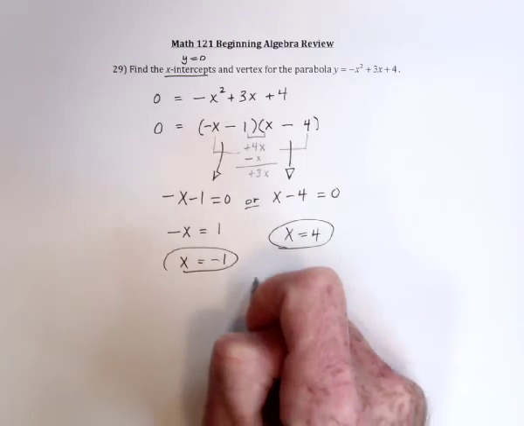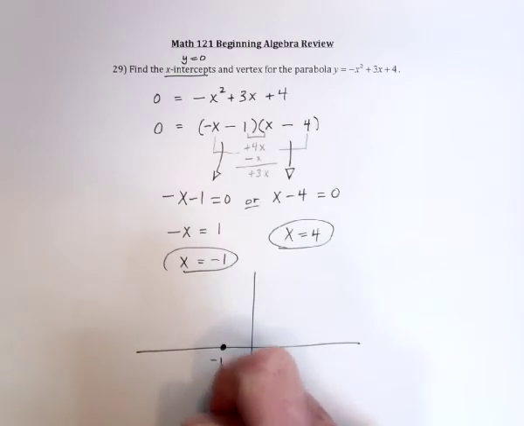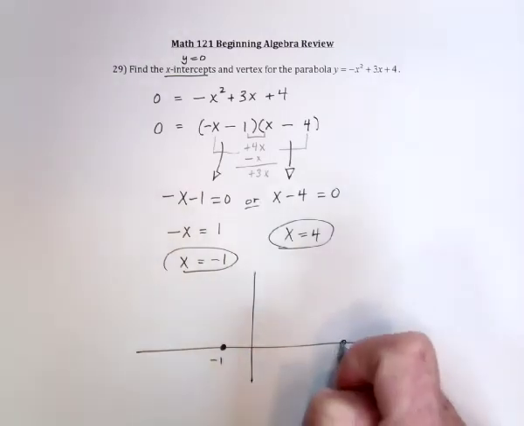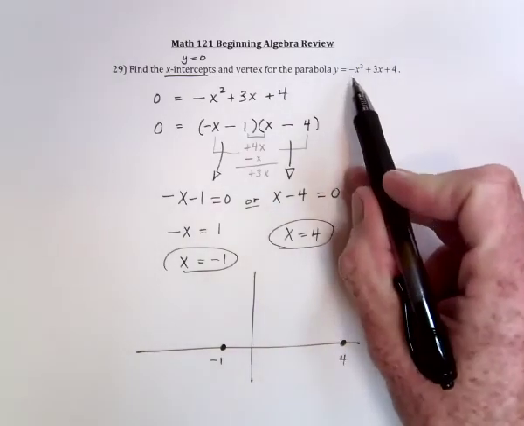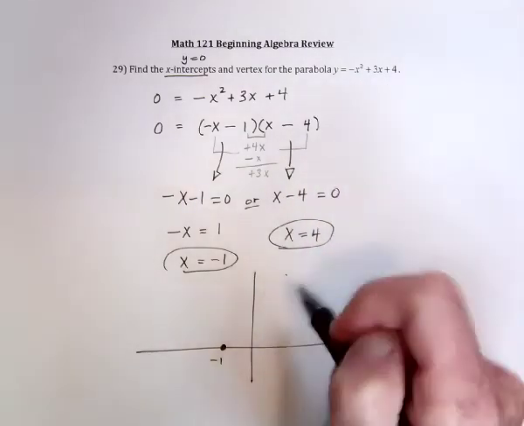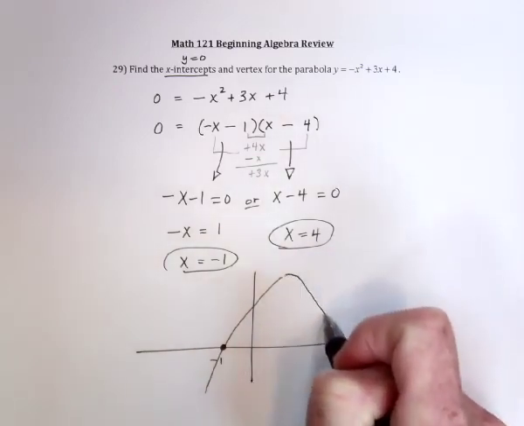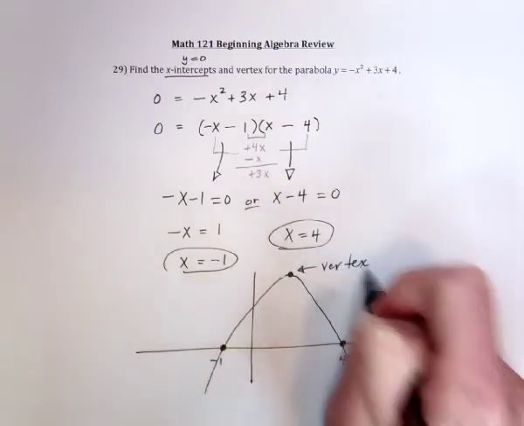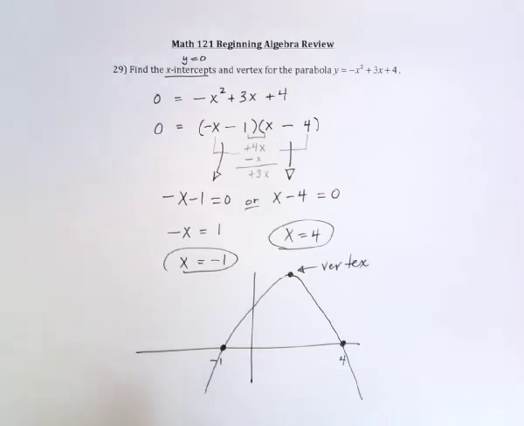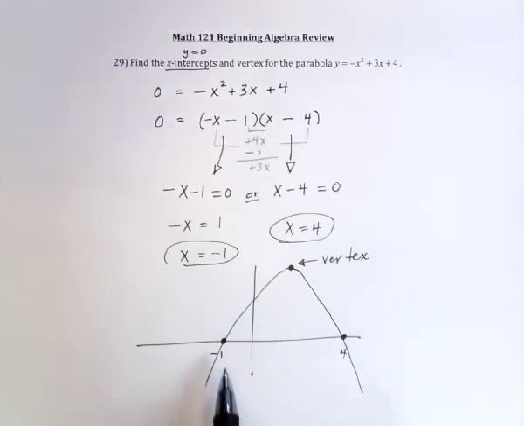So if you were to sketch a graph, then over here at x equals negative 1, it's hitting the x-axis. And over here at x equals positive 4, it's hitting the x-axis. And like I said, because of the negative in front of the x squared, it's then upside down. So it would look something like this. And that top point is called the vertex. Well, like I said, it's symmetric, so we just need to find out what's in the middle of a negative 1 and a 4. To find that out, you could just average them.